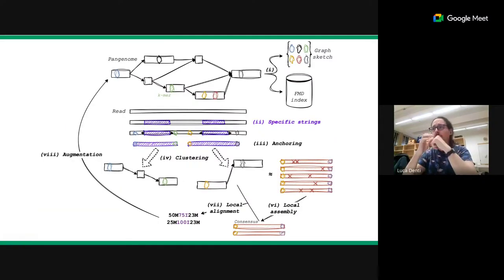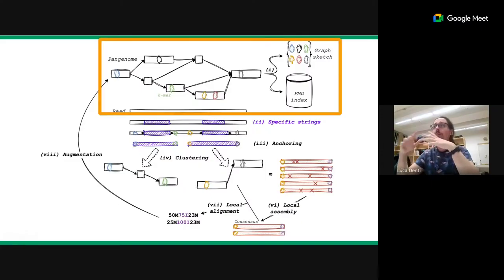And this is mostly the approach that I'm proposing, and I will guide you through the various steps. The general idea is that I have my pangenome, I index it somehow, then I compute specific strings, and then I can anchor them to the graph. Based on this anchoring, I can cluster them, creating clusters of specific strings. Each cluster will provide information on what new information is in the read set and not in the graph. I can locally analyze each cluster and then augment the pangenome back with this new information. Now I will guide you through all the steps to give you more details.